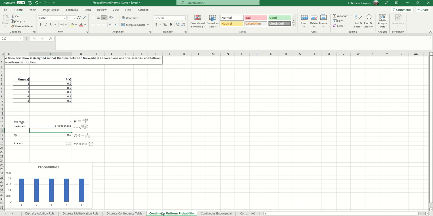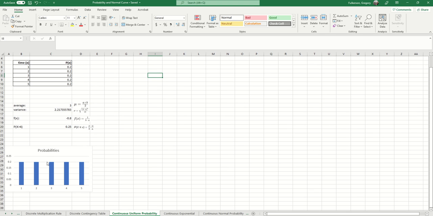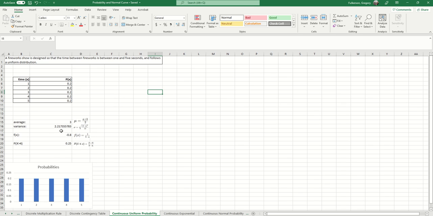Let's move on to continuous probability. This one uses a uniform distribution. So it says a fireworks show is designed so that the time between fireworks is between 1 and 5 seconds and follows a uniform distribution. So there's our frequency table. Possibility of 1, 2, 3, 4, 5 seconds, equal probability of each of those occurring. That's why it's a uniform distribution. And there's a graphical representation of that.